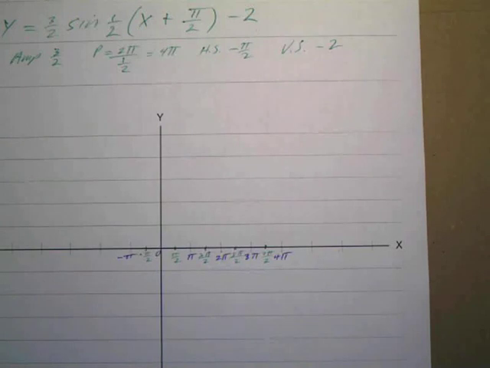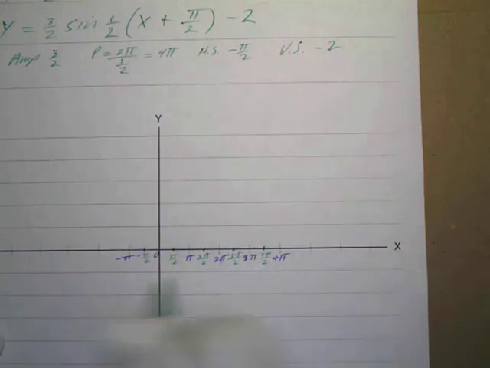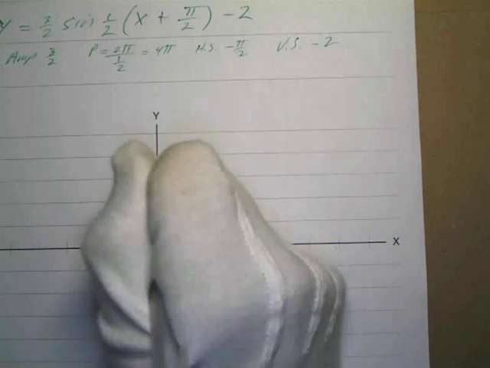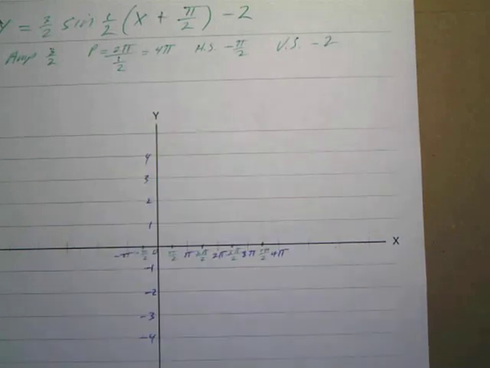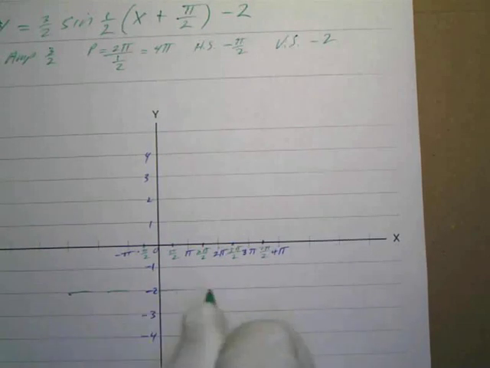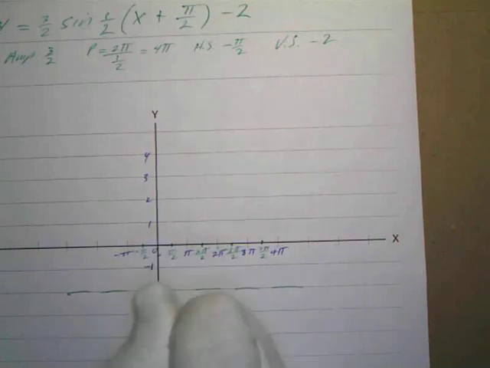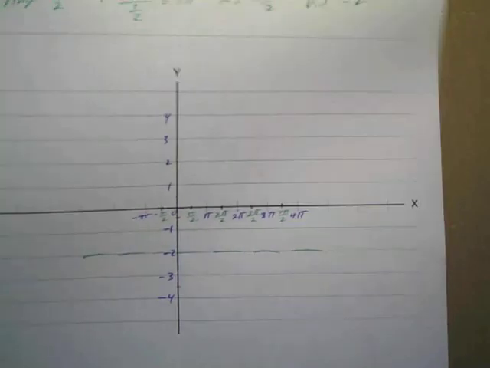All right, I got a vertical shift of negative 2, so I'll put my shift line down here. So here's my shift line. And my amplitude is going to be 1 and 1/2. So I'm actually going to go up here, up 1 and 1/2 from here, and I'm going to go down 1 and 1/2. So that's going to be my amplitude. I hope you can see that. Sorry about that.